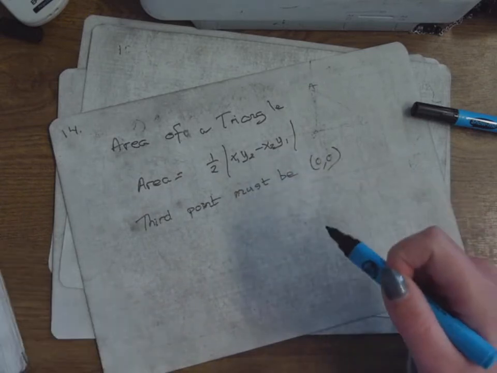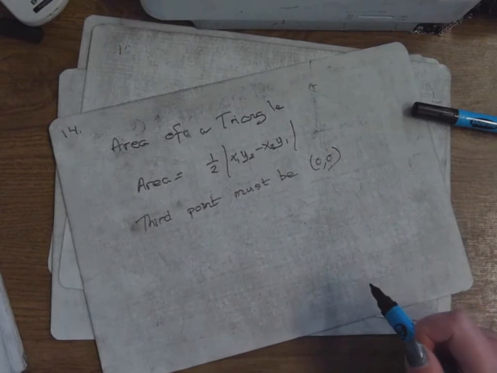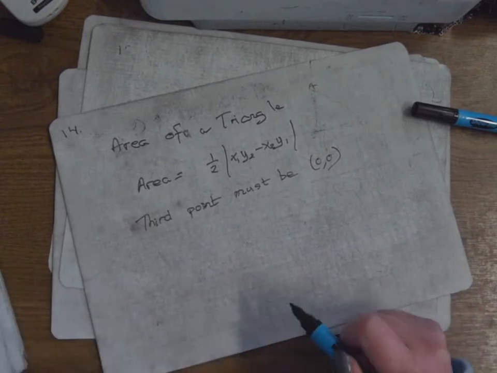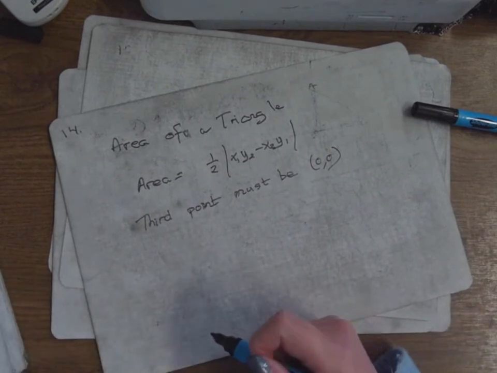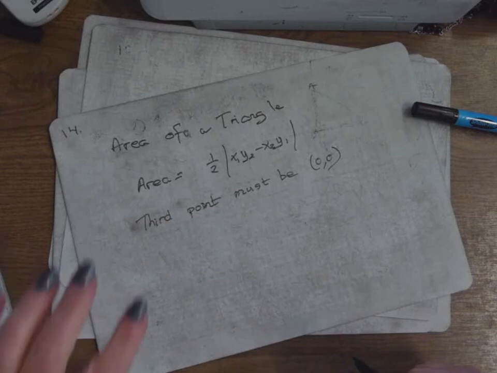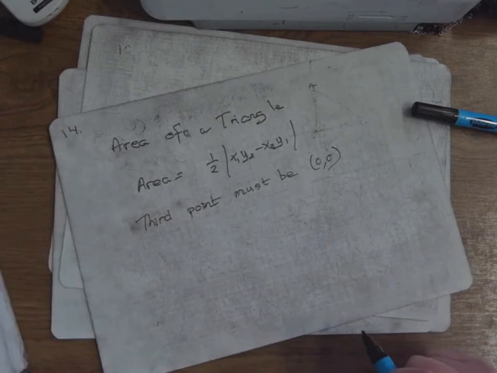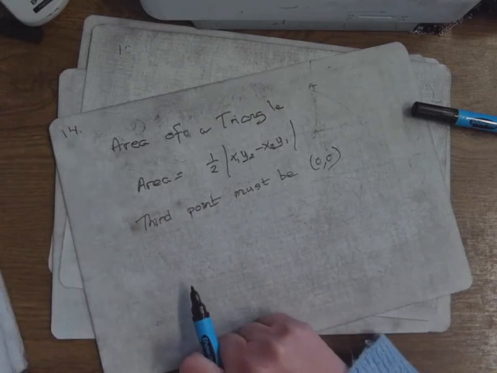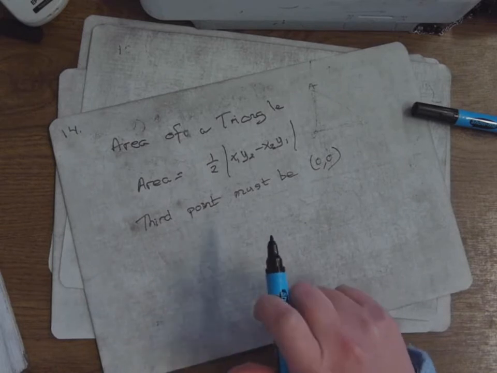Okay, so we'll deal with what we do when it's not naught naught. But for the moment, for the first example, it's going to be naught naught. So one of the corners of the triangle, right? So 3 points, 3 vertices of a triangle. One of them must be naught naught if you want to use this formula. Okay, in a minute we'll deal with when it's not naught naught. But for the moment, it is naught naught.